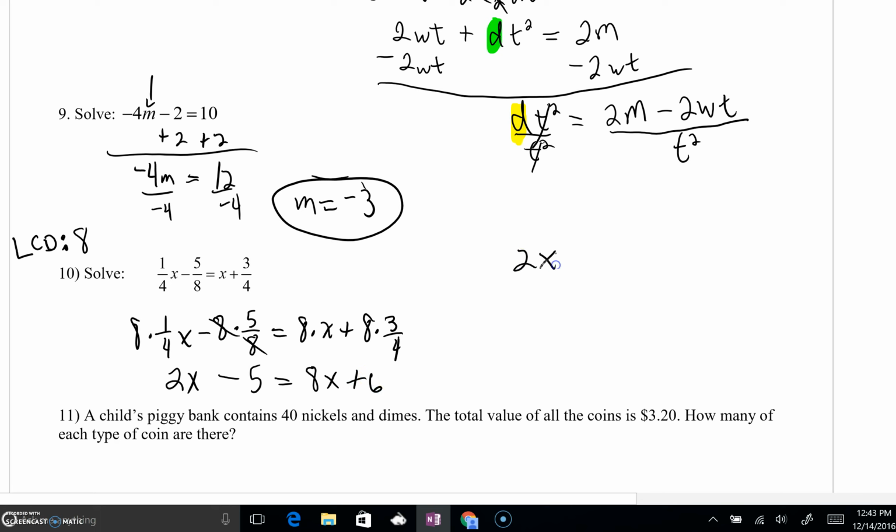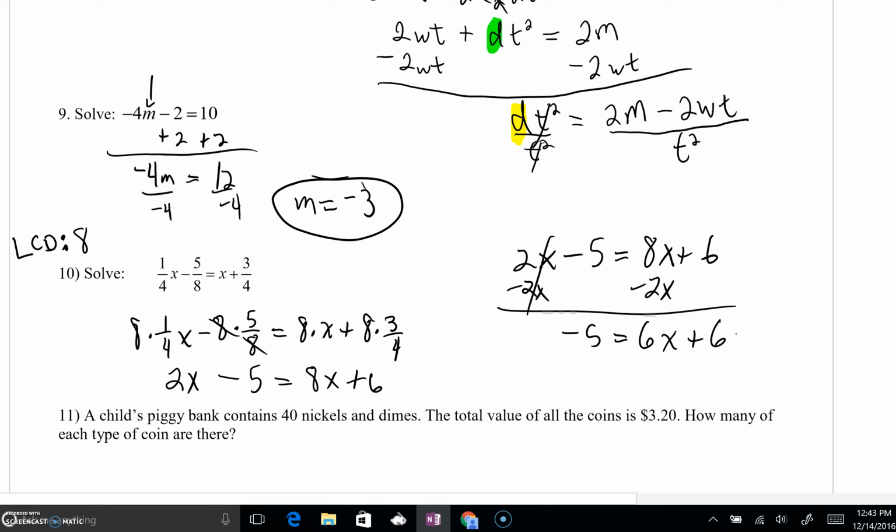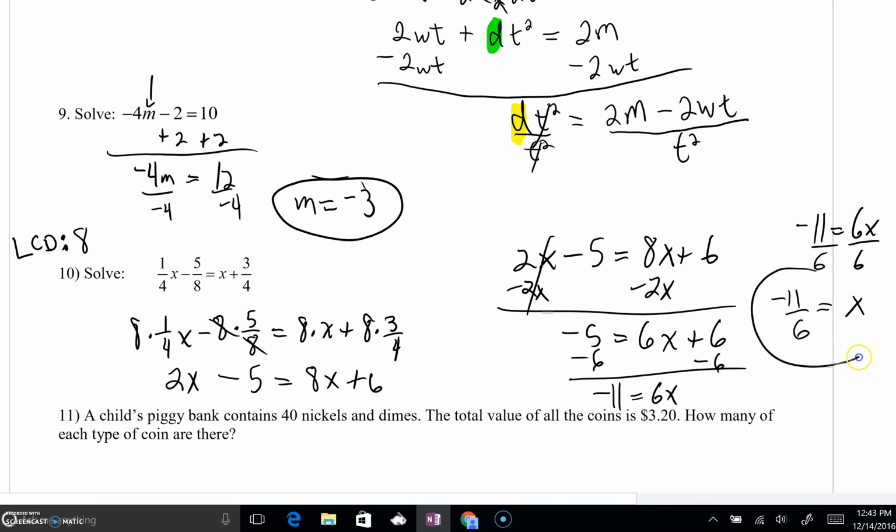Now, your new equation is so much easier to solve. What you want to do is get rid of your small x first. Let's minus a 2x from both sides. And 8x minus 2x is 6x. So next, subtract a 6 from both sides. You'll get -11. So you've got -11 is equal to 6x. How about we divide both sides by a 6? And we're done. So that's it for the first 10 problems.